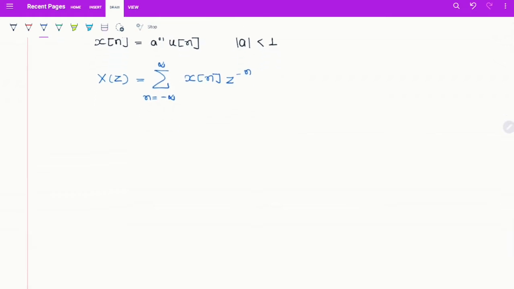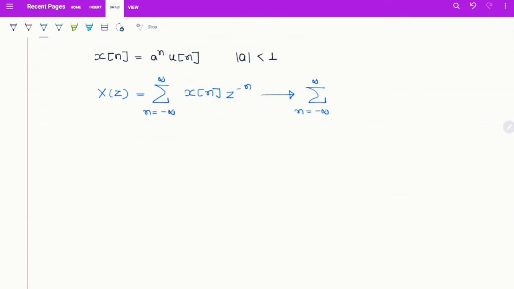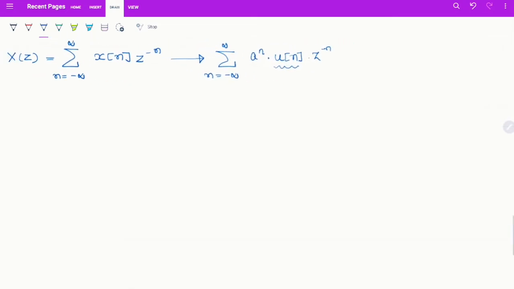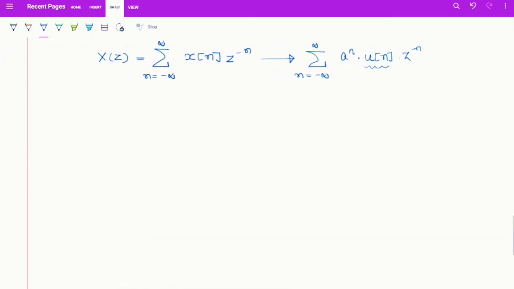Now put the value of x of n here, so it will be summation of n from minus infinity to plus infinity. What is x of n? That is a to the power n u of n, right? So this is a to the power n into u of n into z to the power minus n. Now what is u of n? U of n is only defined for the right side of the signal, right? This is u of n from 0 to infinity.